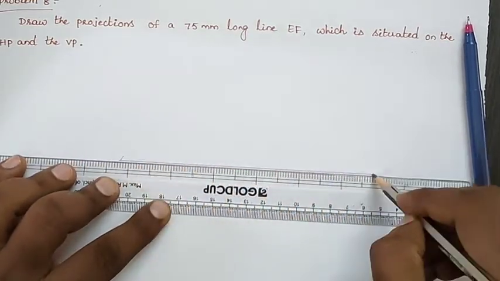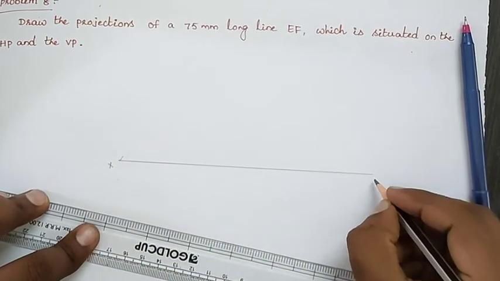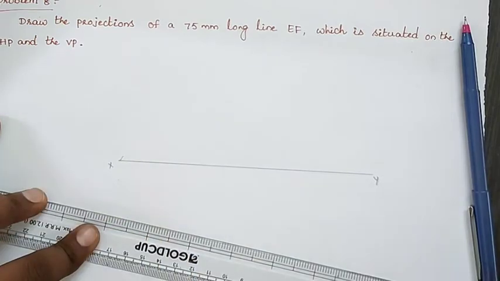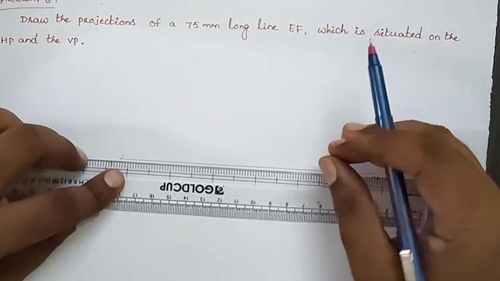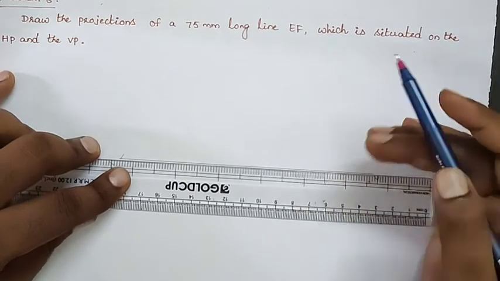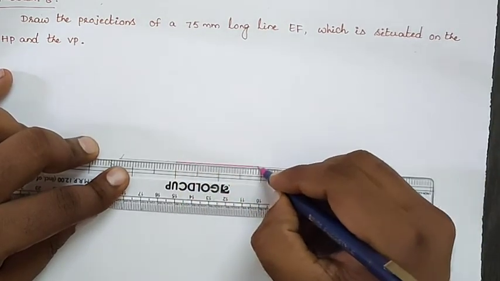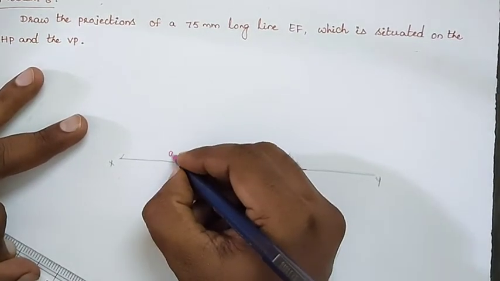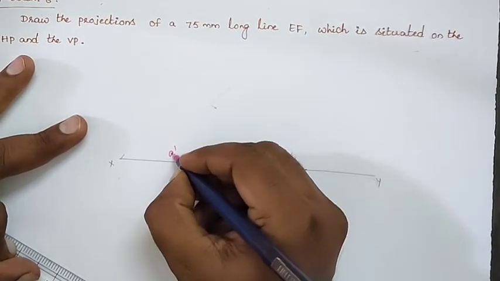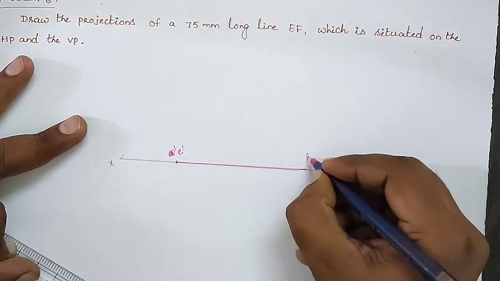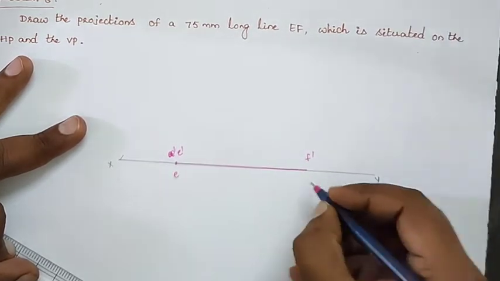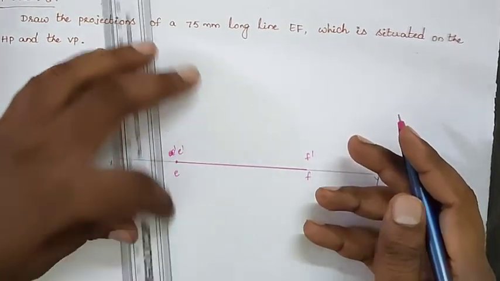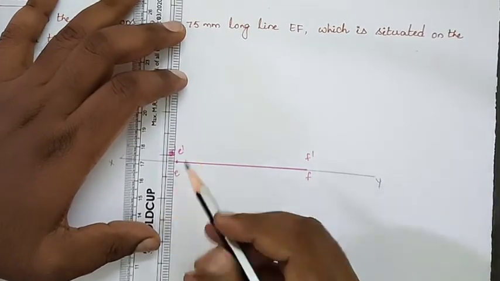First of all we will draw the reference line and draw the projections. Here the line is situated on both HP and VP, so we will draw the true length of the line on the reference line with a length of 75 mm. We draw both the front view and the top view, so for EF we get E dash and F dash on the reference line, and EF is also on the reference line. We locate both the front view and top view on the reference line in this position.